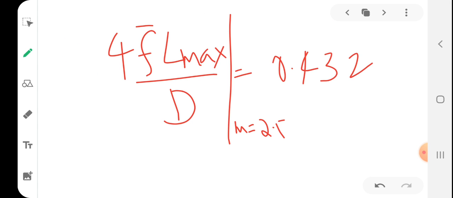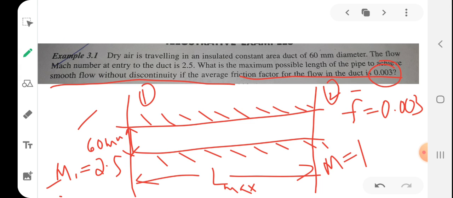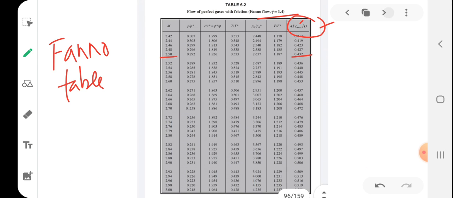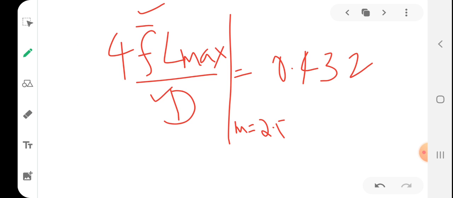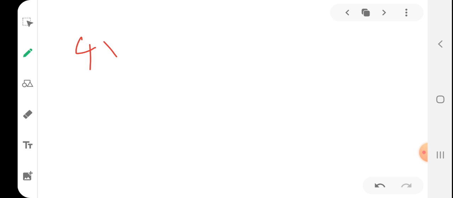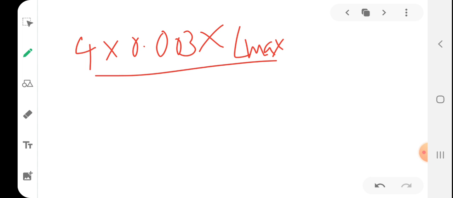Okay, so students, this F bar is the average friction factor. F bar is given, dia is given, the value is known, so naturally we can find out L max, right? So 4 into 0.003 into L max by D, where 60 mm means 0.06 meter, equal to 0.432.